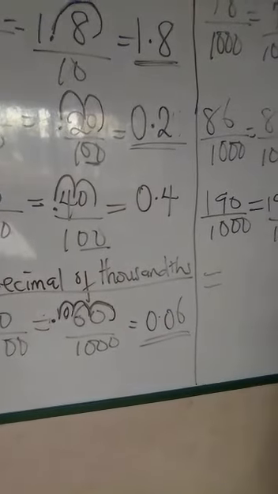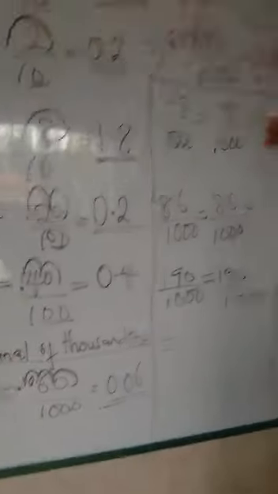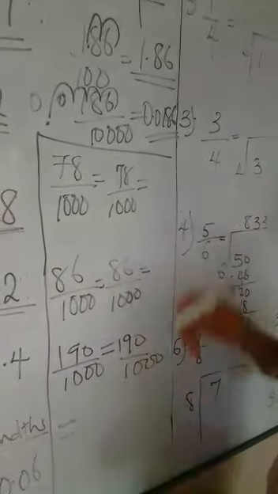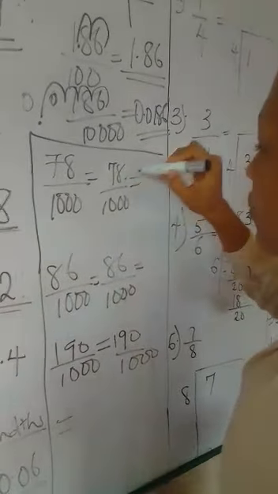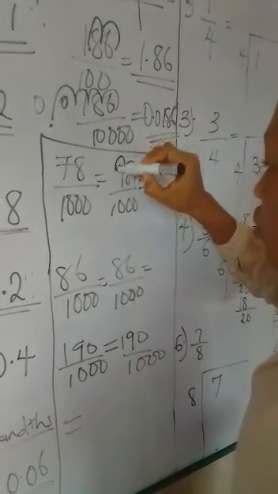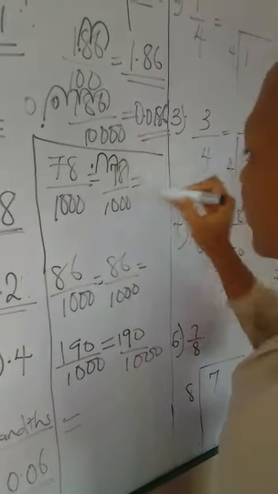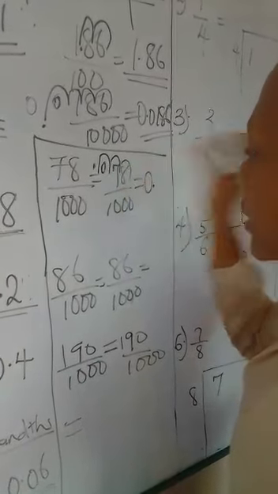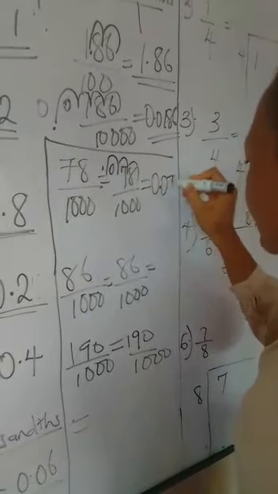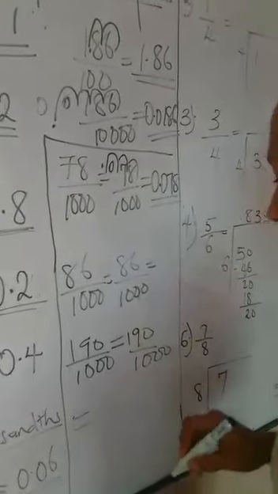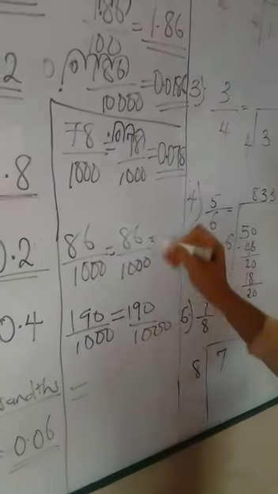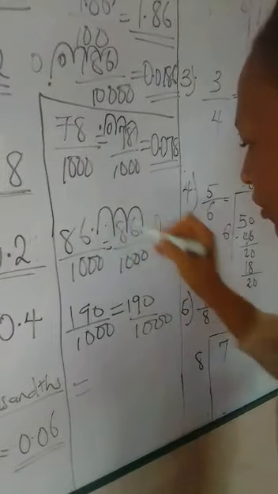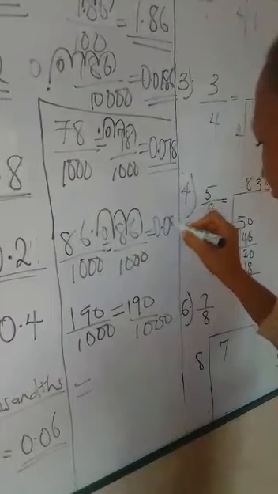Let's solve this other one. I have 78 over 1,000. My decimal point from my right, 1, 2, 3. Then 0 point, this empty place becomes 0. So 0.078. Next, 86 over 1,000. 1, 2, 3. I do not have any number here, so I'll add 0. 0.086.